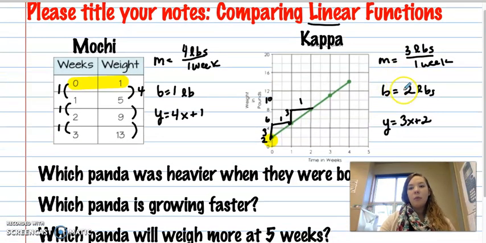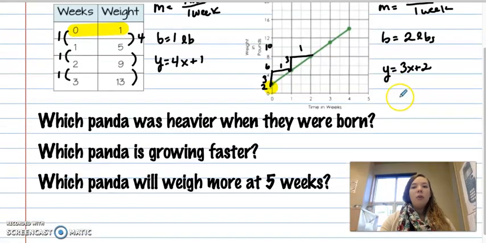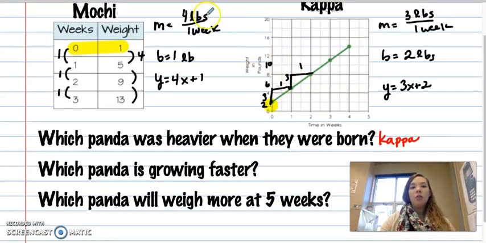All right, so now we have some questions we're going to answer for these. Which panda was heavier when they were born? Mochi was 1 pound, Kappa was 2 pounds, so we would put Kappa. Which panda is growing faster? So you have to look at their slopes, their rate of change. So Mochi is gaining 4 pounds a week, Kappa is only gaining 3 pounds a week, so this would be Mochi.